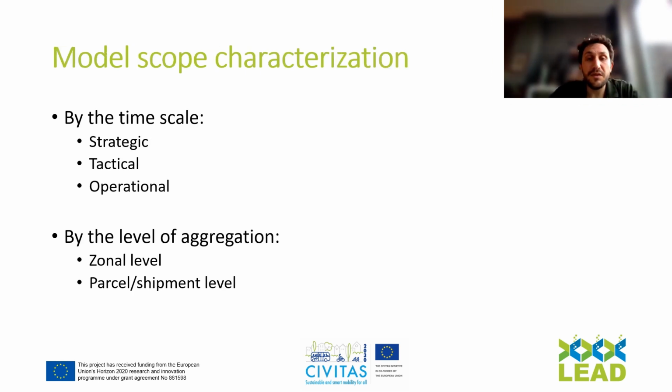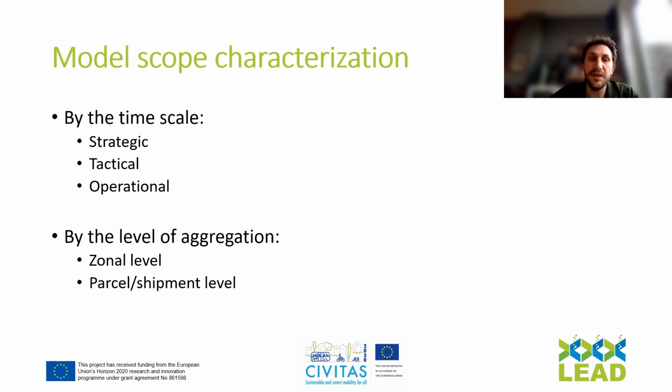As we mentioned before, there are different types of models, and these models can be characterized by the different types of scope that they have. For example, we can organize them through the time scale: strategic models that deal with long-term movement of agents, tactical models that relate to medium-term logistics decisions, and operational models that tend to look at very short-term decision making.